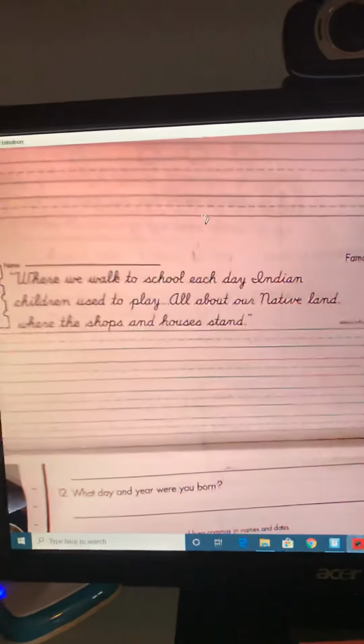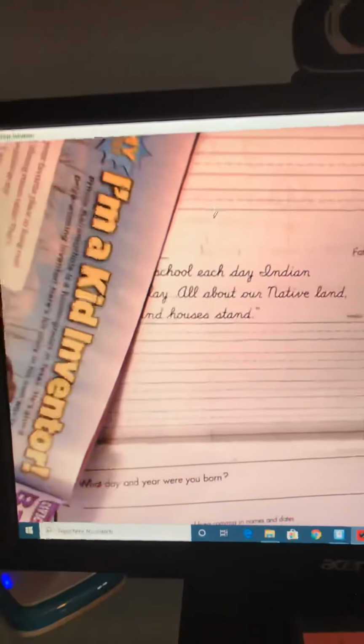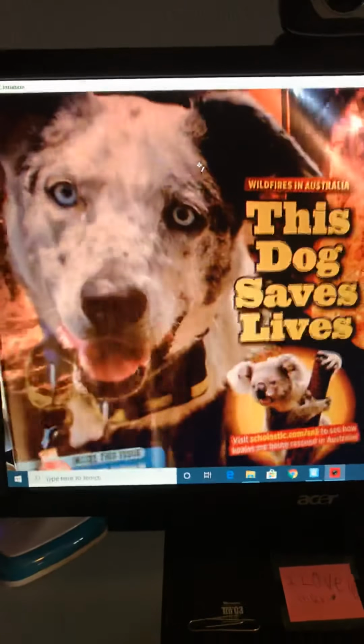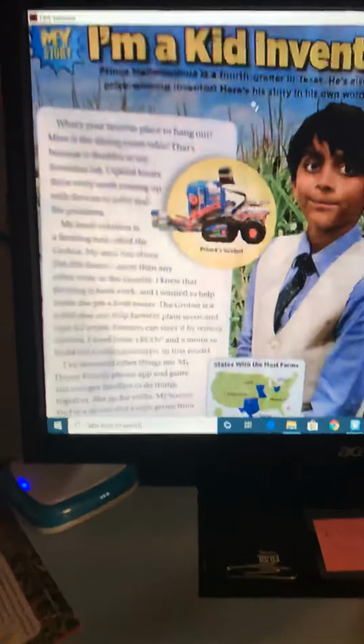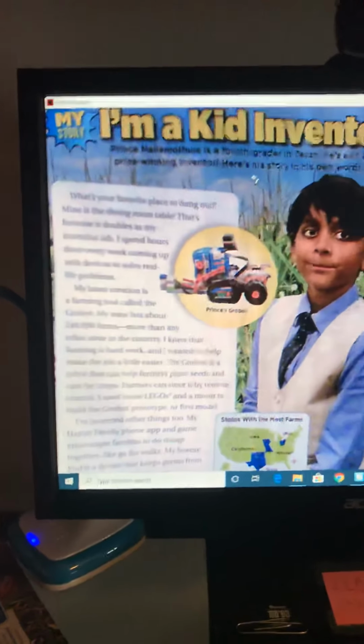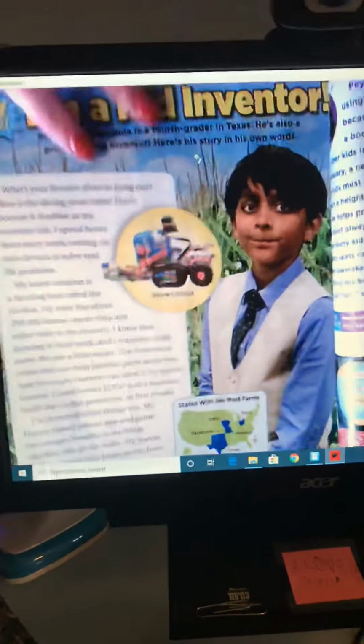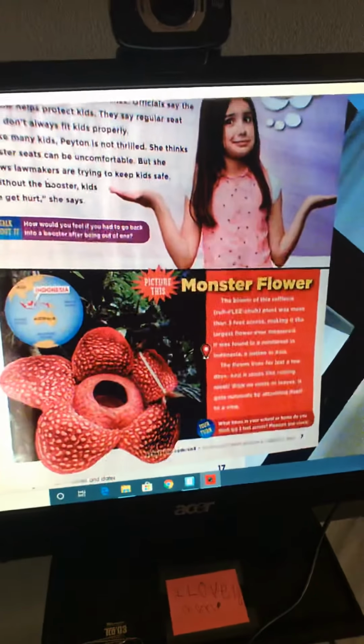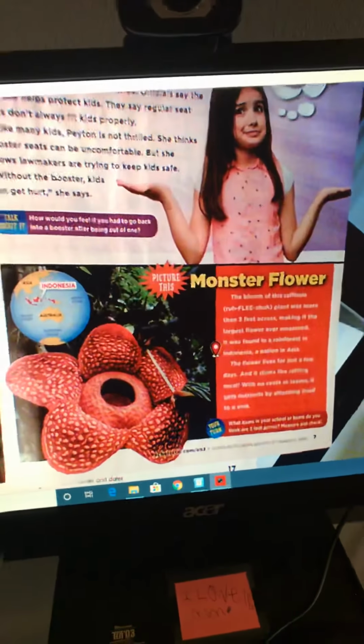Okay, and the last thing I have for you today is your Scholastic News magazine. Same magazine we've been using all week. You have 3 stories left in your magazine. Okay, so today you're going to read those last 3 stories. You have I'm a Kid Inventor left. You have Back to a Booster. And then you have Monster Flower. Those are your 3 stories that are left.